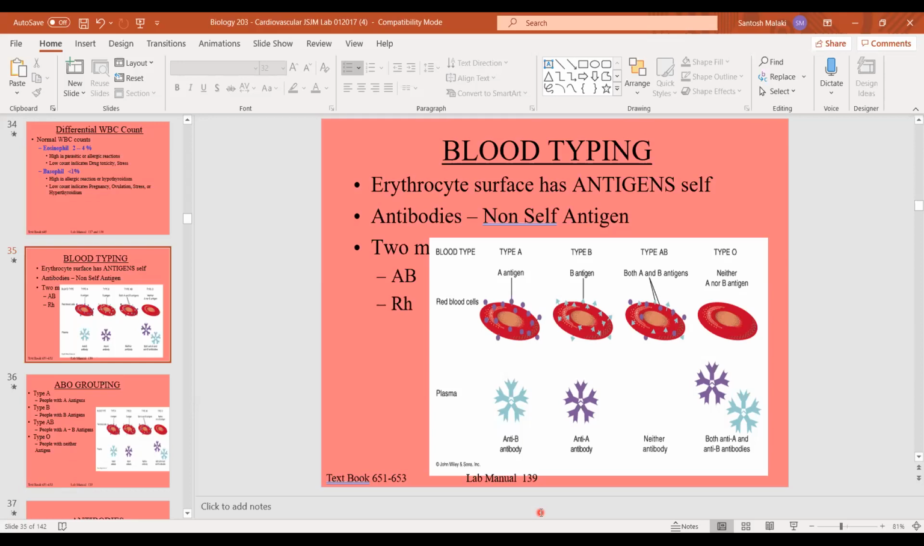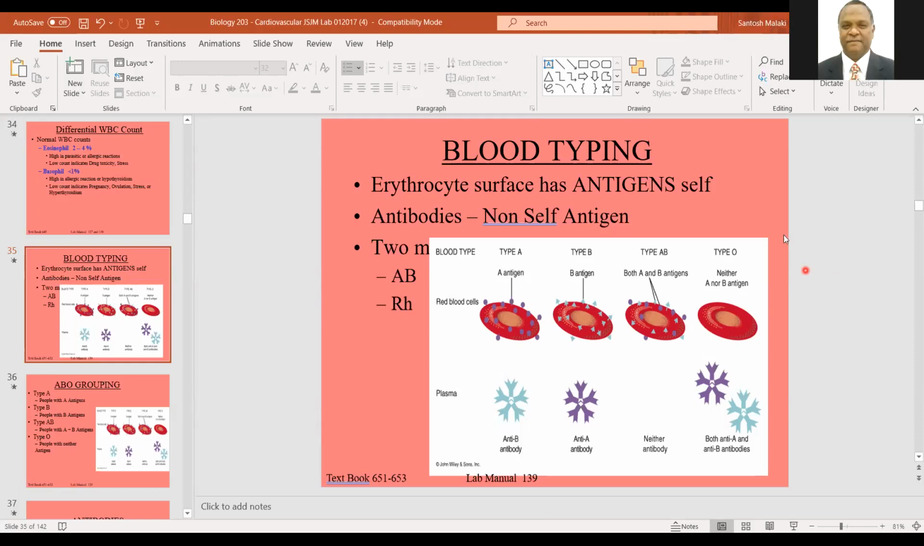So what is the purpose? What do antibodies do? If by accident a B antigen carrying red blood cell comes into your circulation, these antibodies will attack and destroy it. They will cling to the surface and destroy that cell. Why? Because your immune system says, I don't tolerate anything that is not me. I only tolerate me, self.